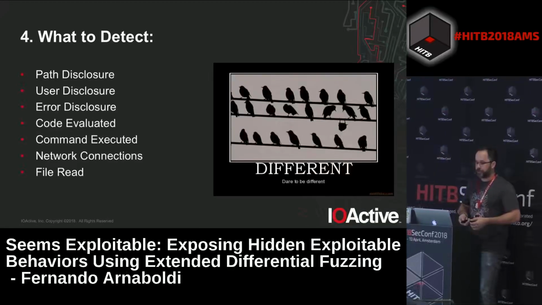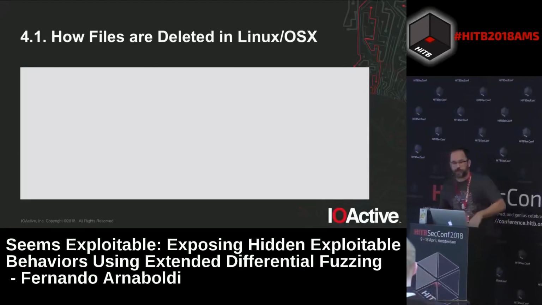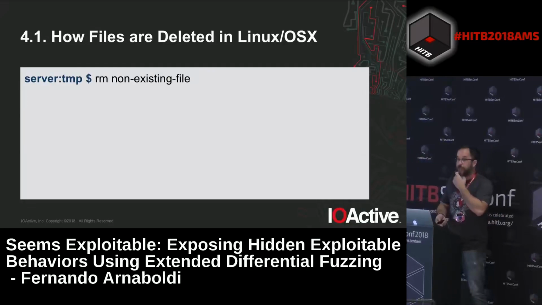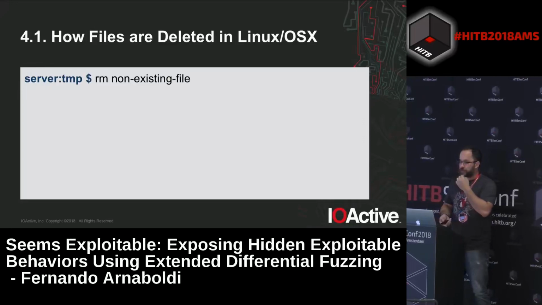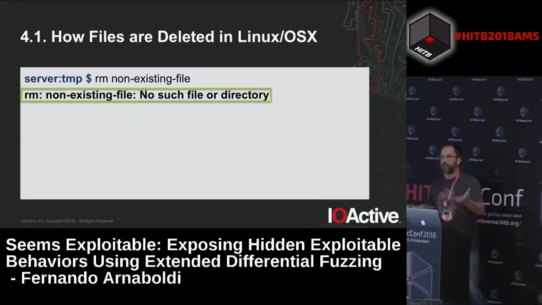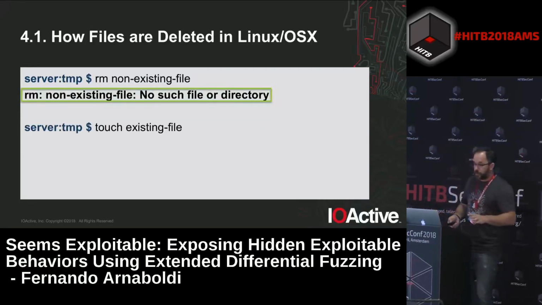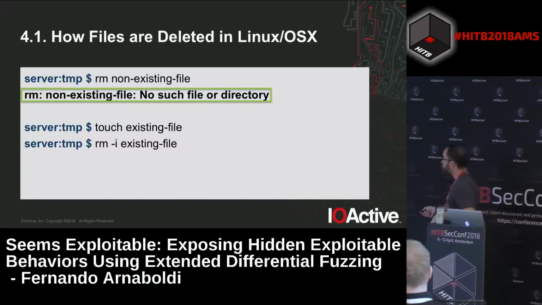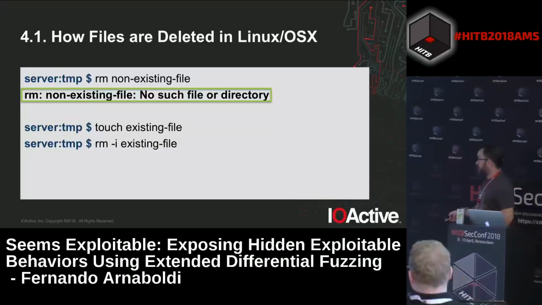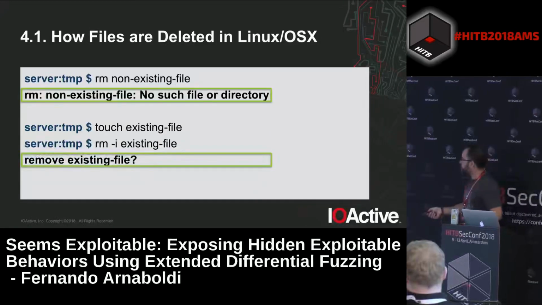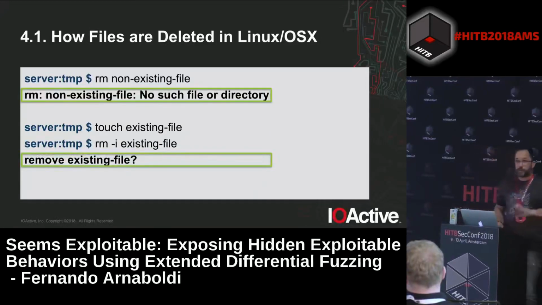So let's go with the basic thing and talk about how files are deleted in Linux, just to exemplify how this may work, because I had to do this since I wasn't sure that things work like this. When you're trying to remove a file that doesn't exist, you get that the file doesn't exist, period. When you create a file that you will try to remove, and the -i is for confirming if it is going to be removed or not, Linux asks, do you want to remove the existing file? Even though we're in the TMP directory, the directory is not being disclosed.